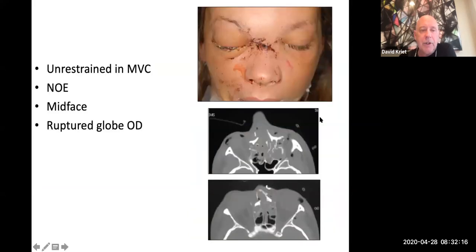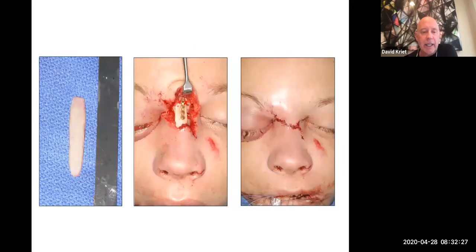Here's another example, unrestrained patient in a motor vehicle crash. Again, severe nasal orbital ethmoid mid-face fracture. She had a ruptured globe on the right. And this would be the more classic example. So here we're using a cranial bone graft that's been contoured.